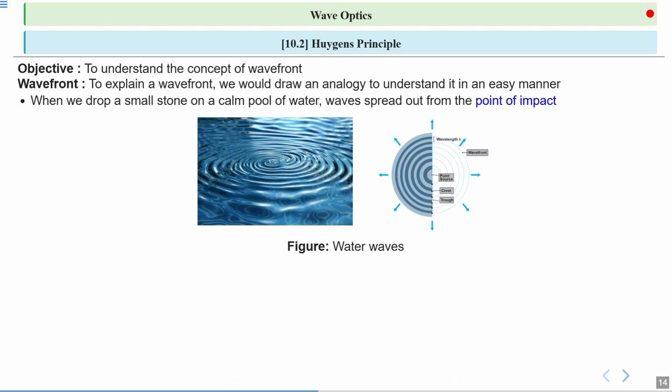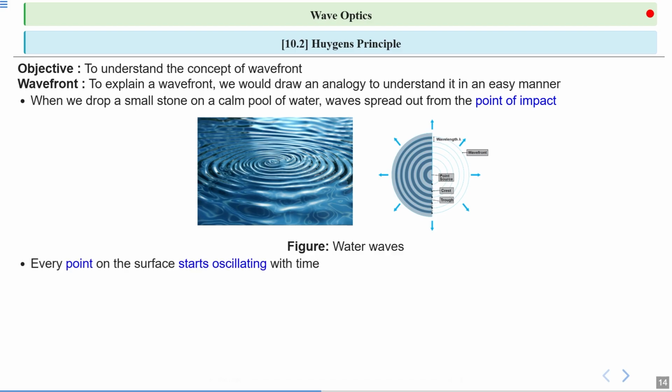Okay, so what is wavefront? One circular part is called a wavefront. So for water waves, what is the shape of the wavefront? Circular. For water waves, the shape of wavefronts is circular.